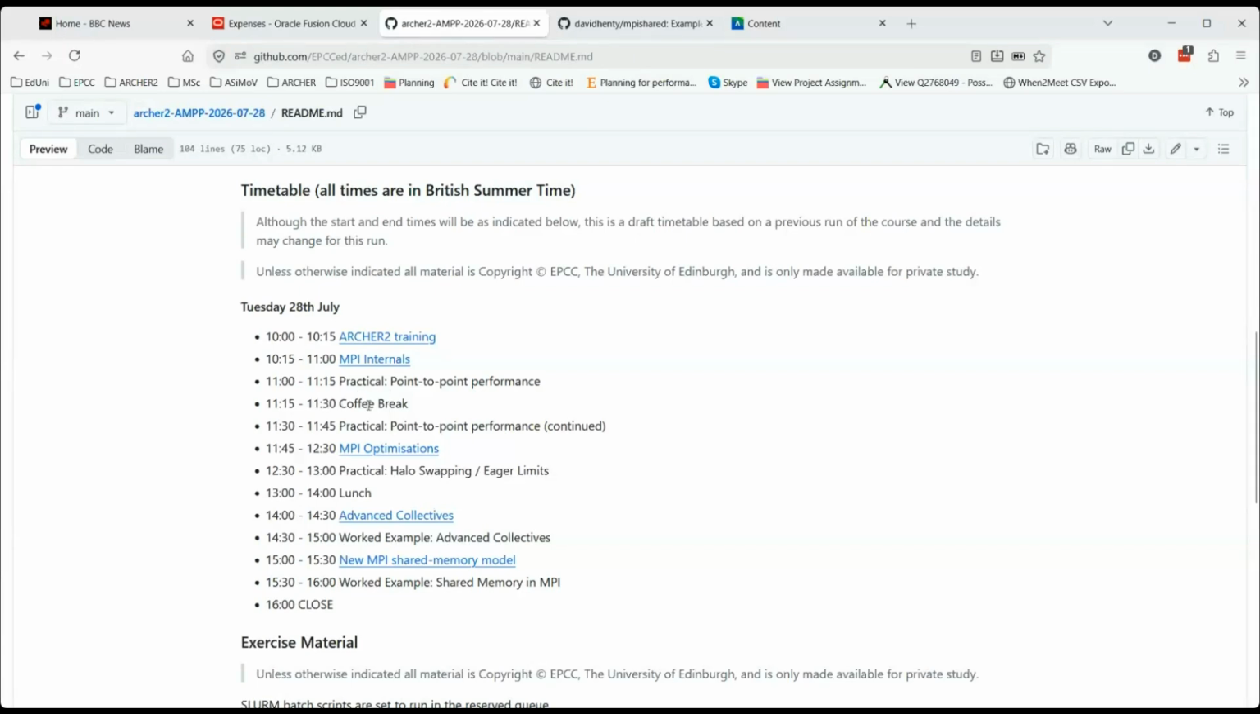If you are having any problems logging on, I can give you help here. That gives us plenty of time to give help. Then I'll talk a bit about MPI optimizations, what you can do to try and make your code a bit faster. And then I have a practical, which is to do with a halo swapping example, which you can play around with. In the afternoon, I'm going to talk about advanced collectives and the MPI shared memory model. I'm doing worked examples there. There's not really time there, but I'm going to work through the solutions.